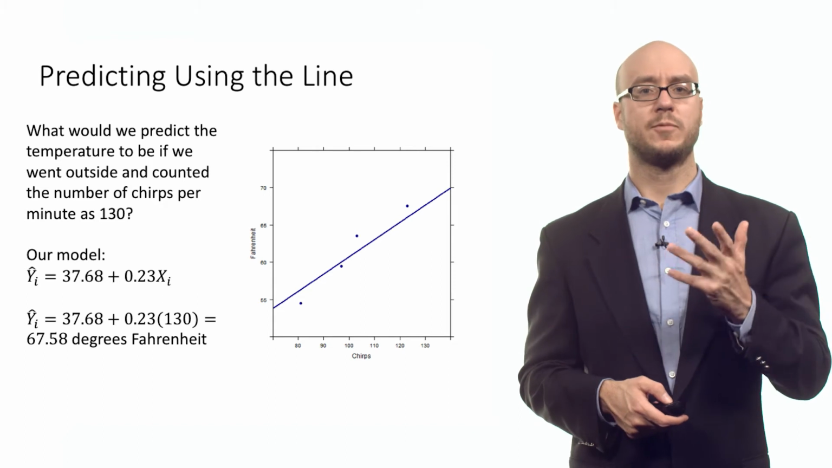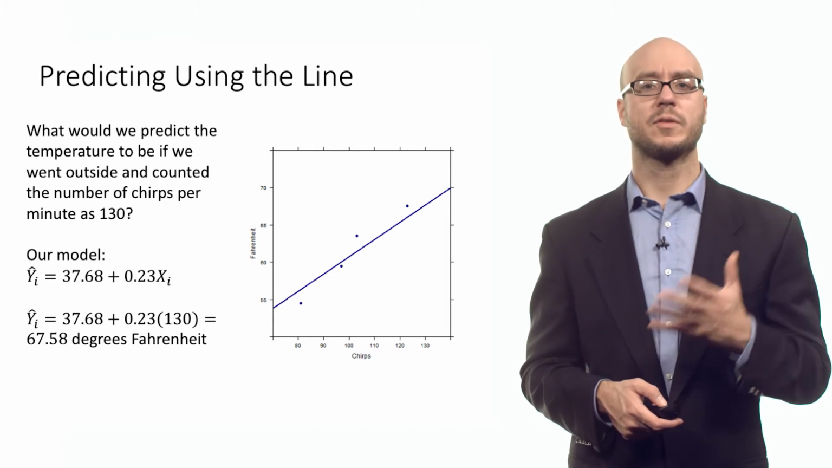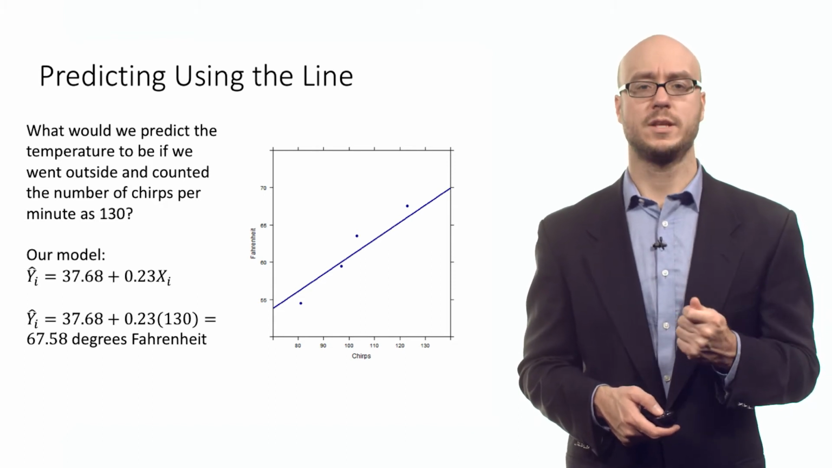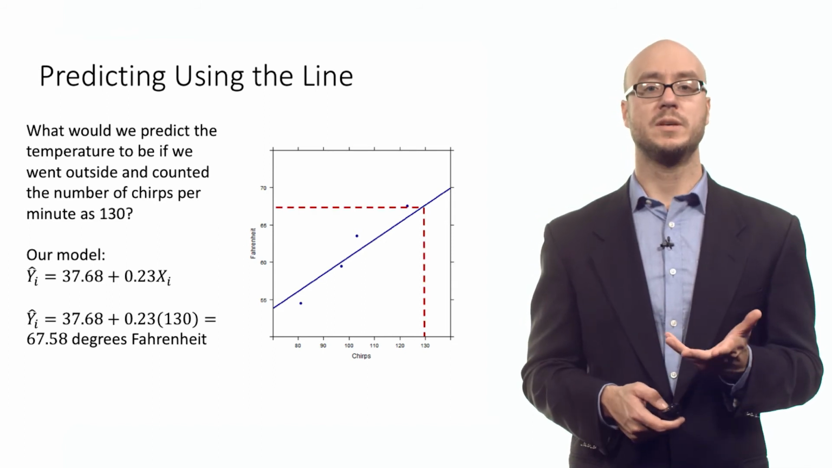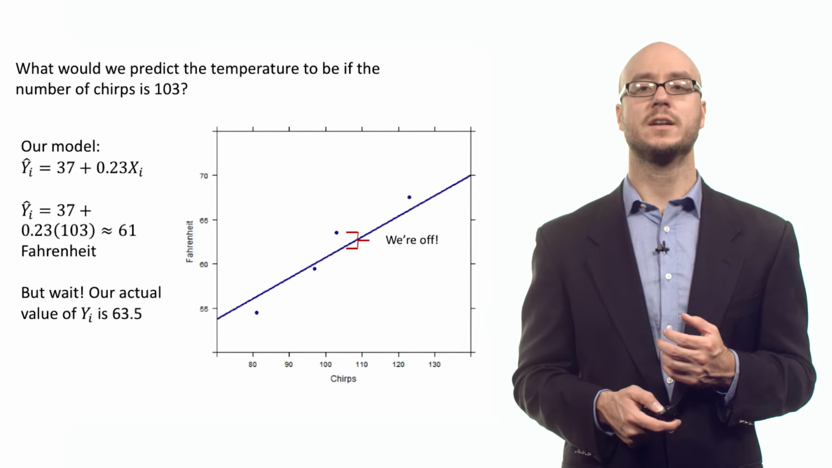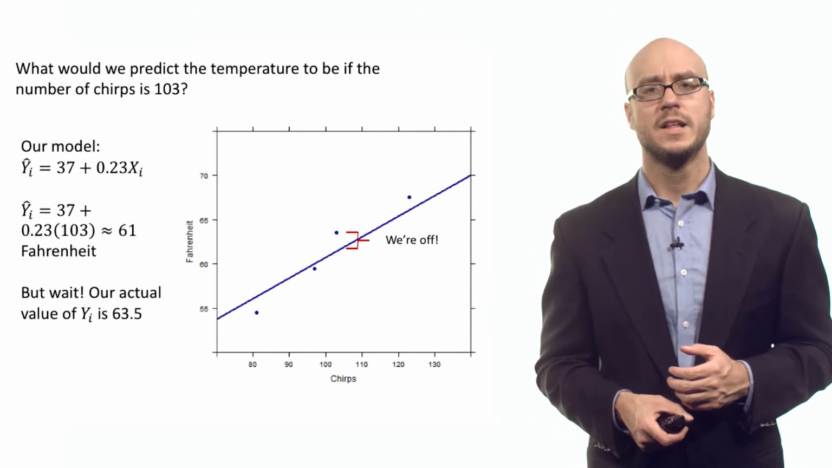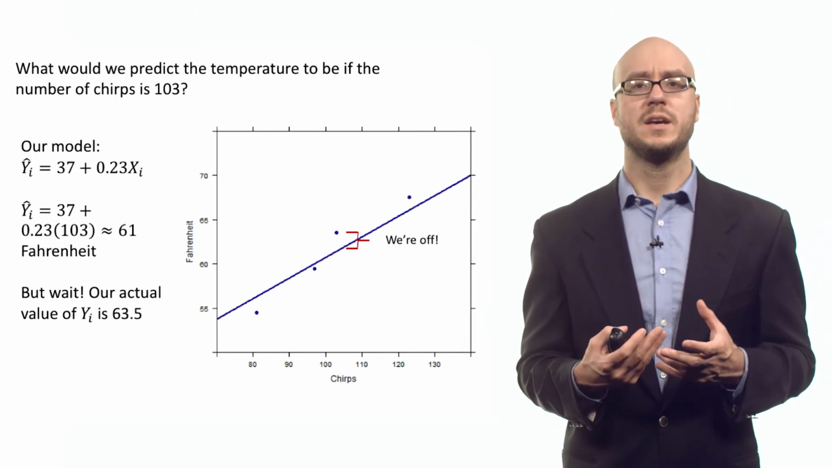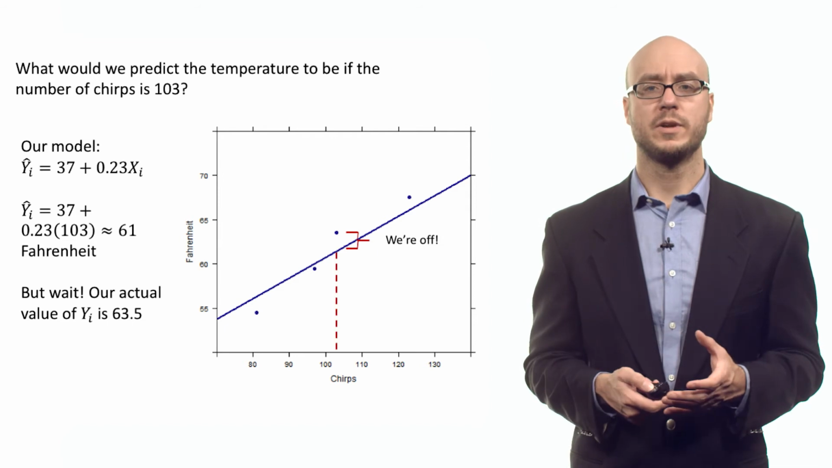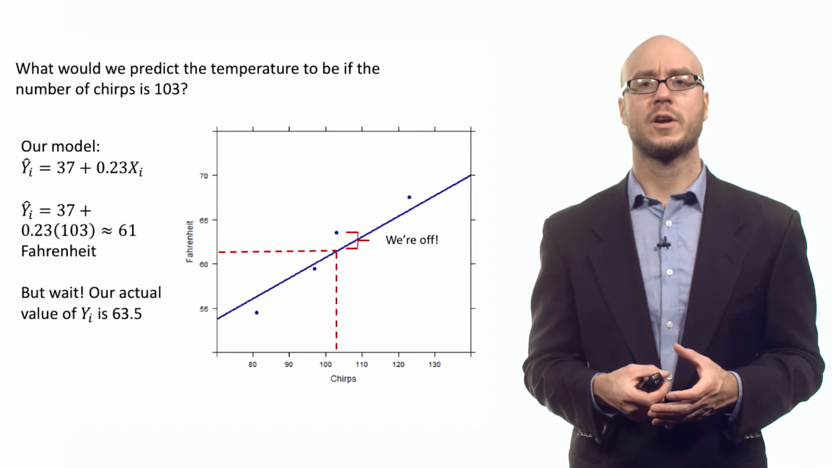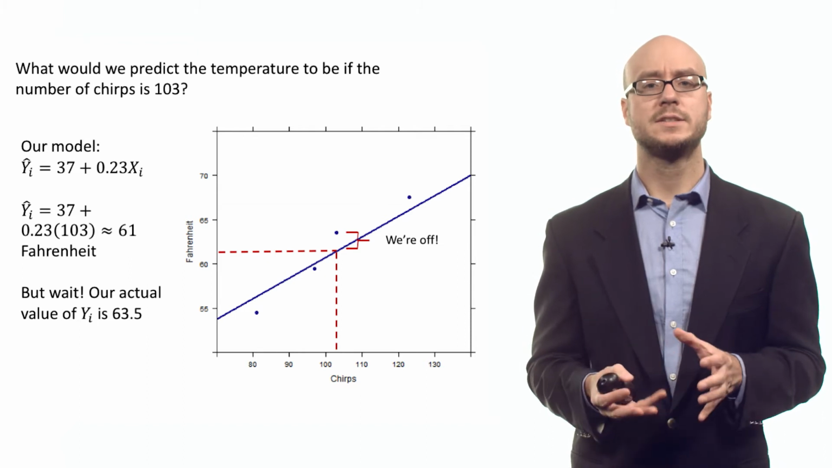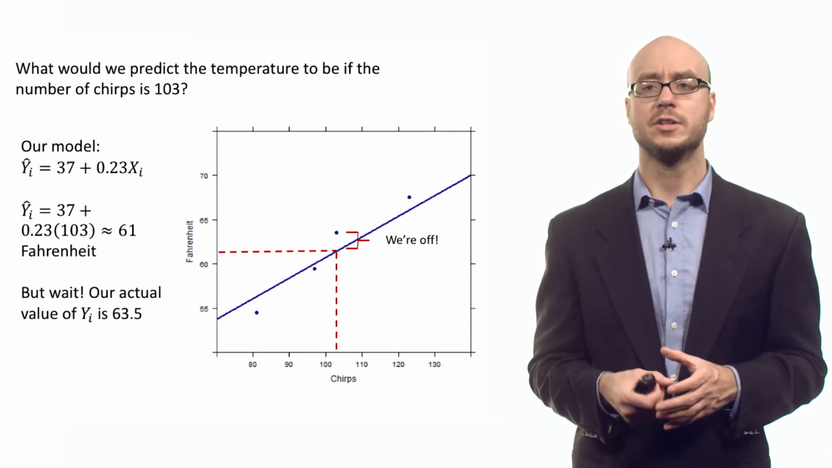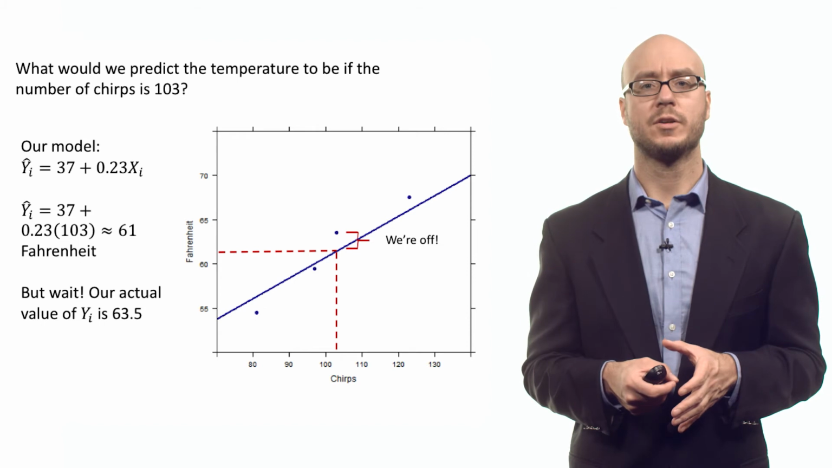You might ask, what if we went outside and counted the number of cricket chirps per minute to be 130? What would the expected temperature be? We'd expect the temperature to be about 67.58 degrees Fahrenheit. Then you might ask, what would we predict the temperature to be if the number of cricket chirps were 103? Well, we would get roughly 61 degrees Fahrenheit. You just plug in that value of 103.